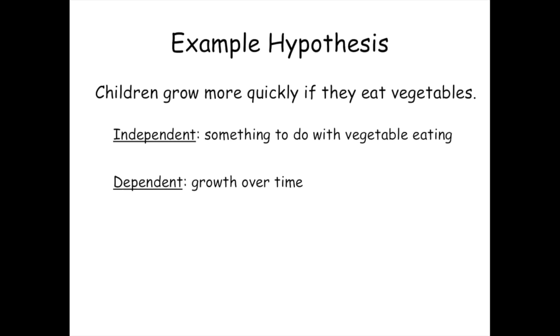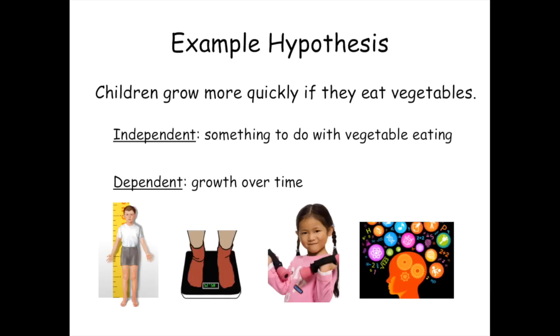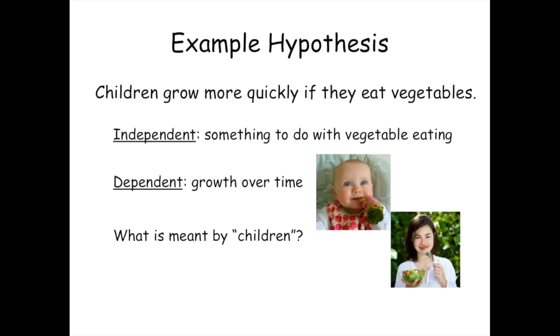The dependent variable has the same issues. It appears that the researcher is interested in growth over time. But what kind of growth? Physical? If so, is he interested in height, weight, strength? Or maybe he's interested in cognitive growth. What's the time scale? Hours and days, or even weeks, might be too short a time period to see any measurable effects. But what time period did the researcher have in mind? And how is he defining children? There's a big difference between a 6-month-old and a 13-year-old.